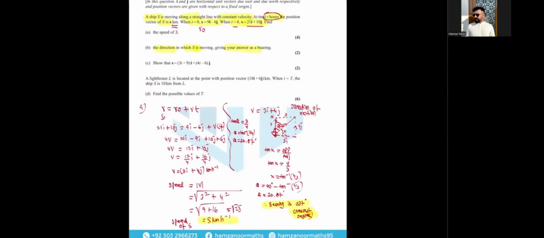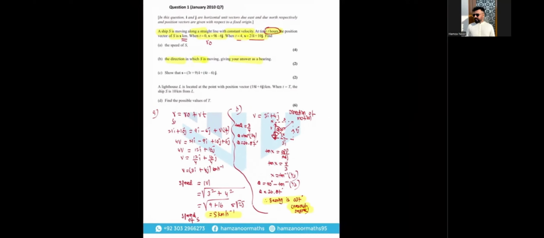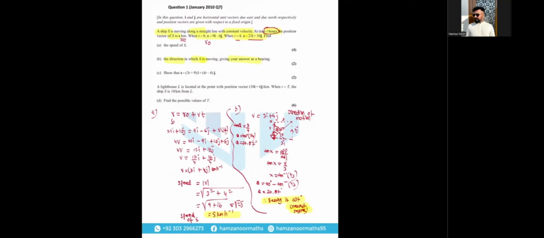I'll just make a separator over here. This complete working was for part B, and this was basically an alternative approach. Okay, so now let's move on to part C.